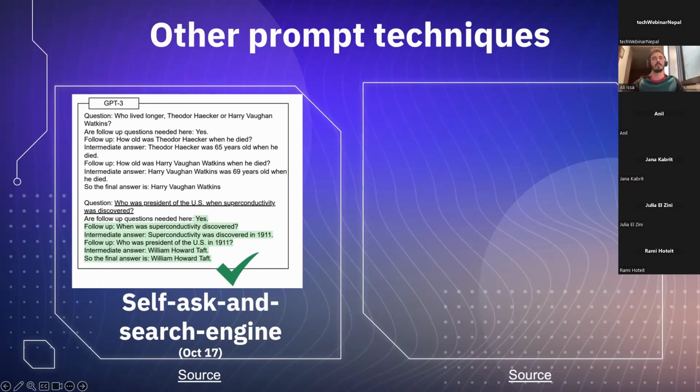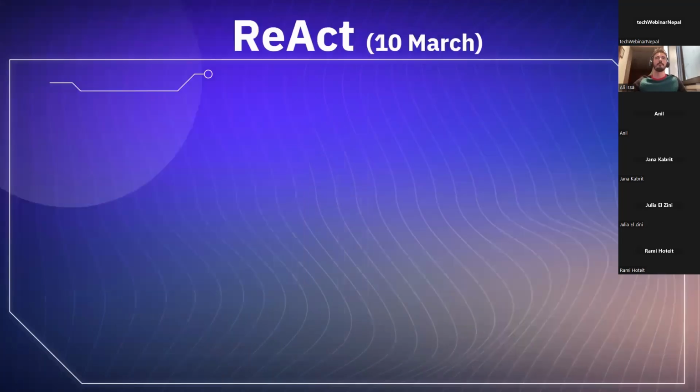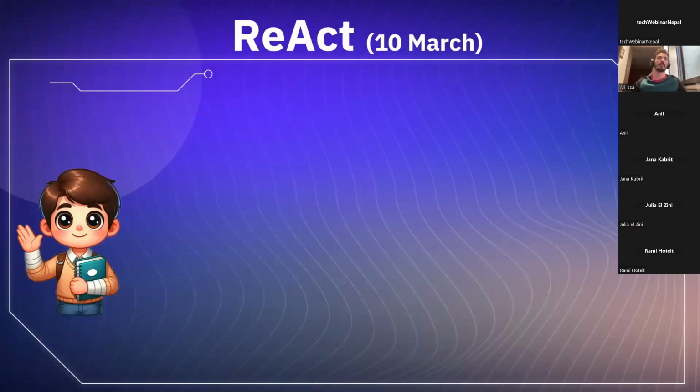the answer. Another prompting technique, which is plan and solve, is also better than the chain of thought. Basically, the LLM creates the steps, then executes these steps sequentially. So it's not really difficult, it's simple. Okay, now we're going to talk about React, and we will see how it's different from the other prompting techniques.